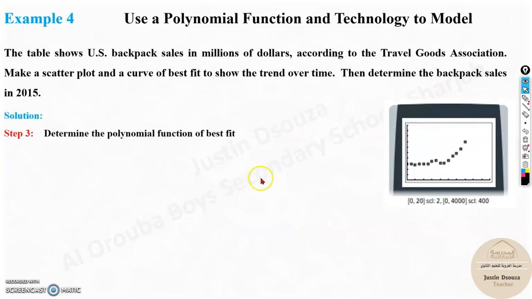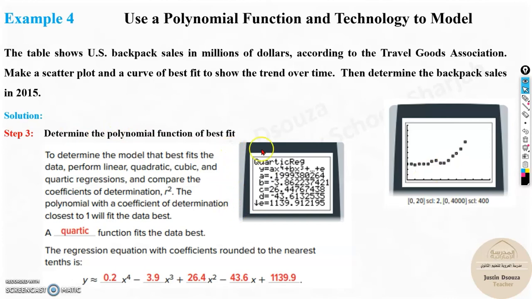Now, once you have the graph, determine the polynomial function of best fit. This is done in the graphing calculator itself. Based on this graph, it will tell you what function will fit it. Manually, it is not possible; you need technology for this. That's why it is called technology to model. Now, x to the power 4 is a quartic function. x to the power 4 is called quartic.